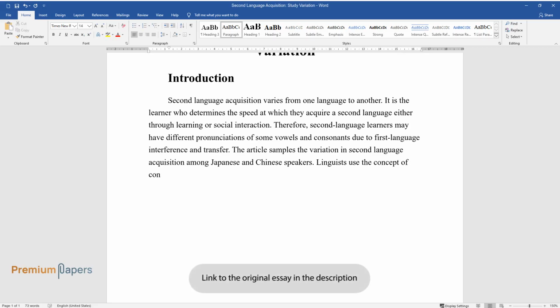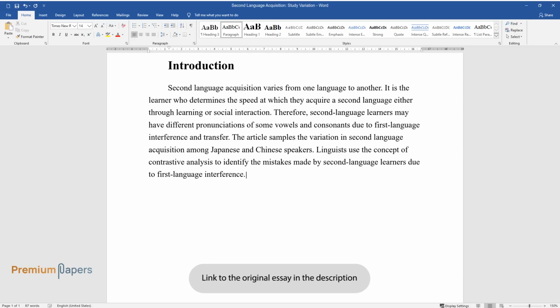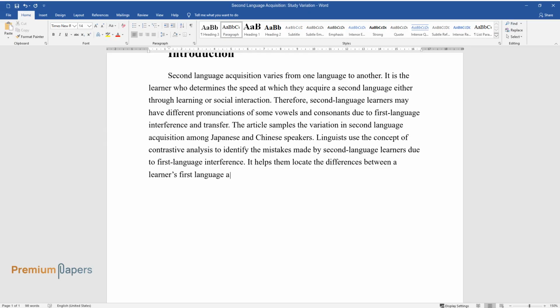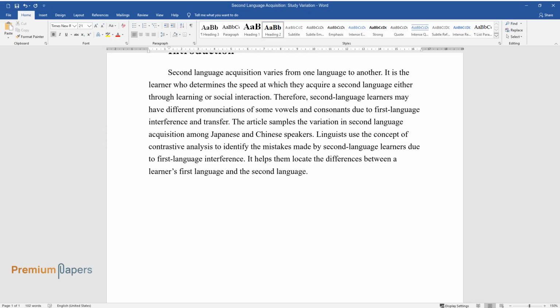Linguists use the concept of contrastive analysis to identify the mistakes made by second language learners due to first language interference. It helps them locate the differences between a learner's first language and the second language.